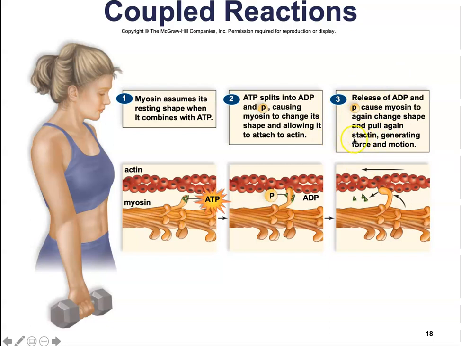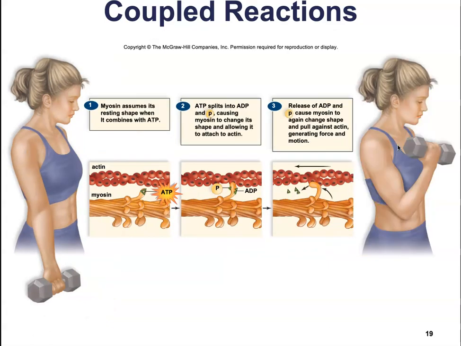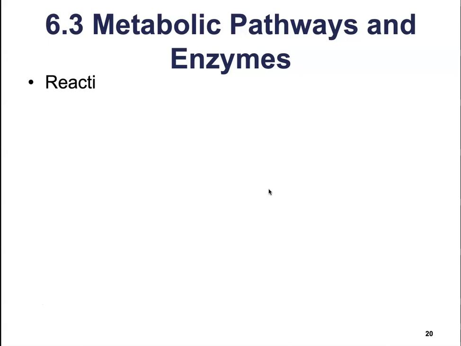And basically that generates force or motion. That's causing these two filaments, the actin and myosin, to slide past each other, okay? And it ultimately causes contraction of the muscle, as you can see here. She's doing a bicep curl. So in the relaxed state and then in the contracted state. Muscle contraction, movement of your limbs, is dependent on ATP. All right, so we move on.